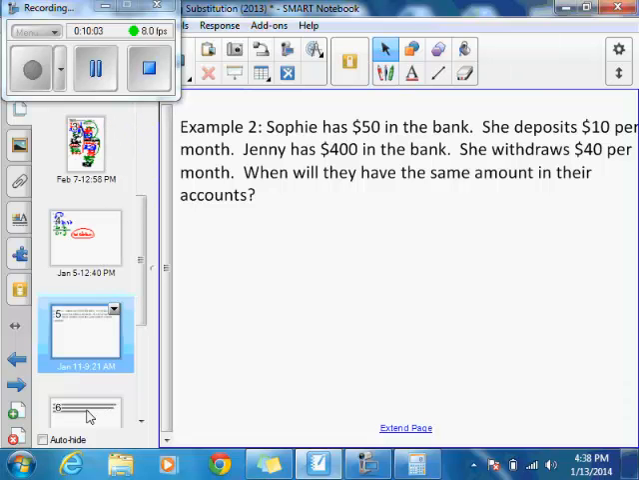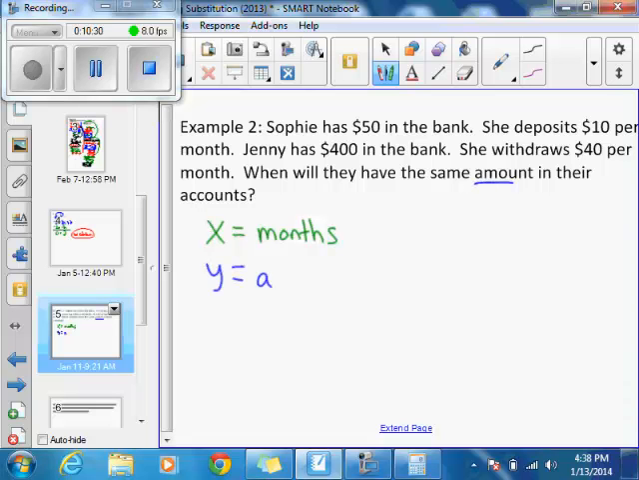Okay, so we need to come up with two variables. I notice that I see the words per month a lot, so I know my months are important. And whatever words come after per month, that's going to be your x. So we're going to let x be our number of months. And then for our y, it's asking when will we have the same amount in their accounts. So we are talking about the amount of money in their accounts.